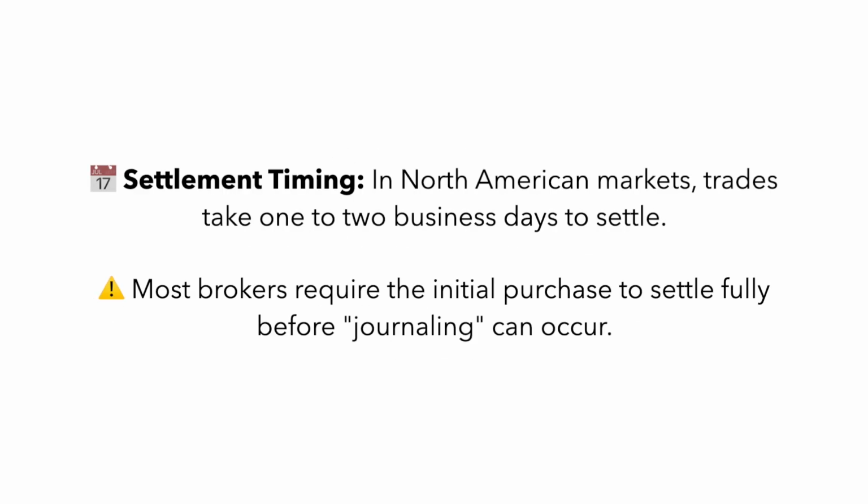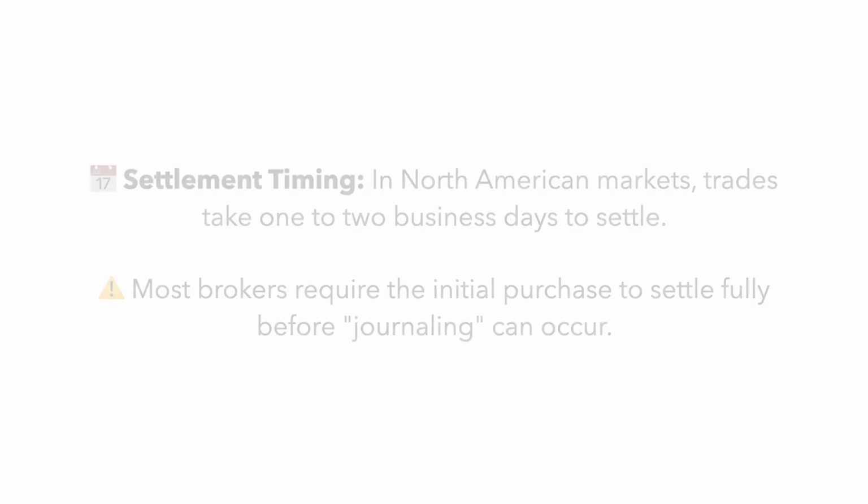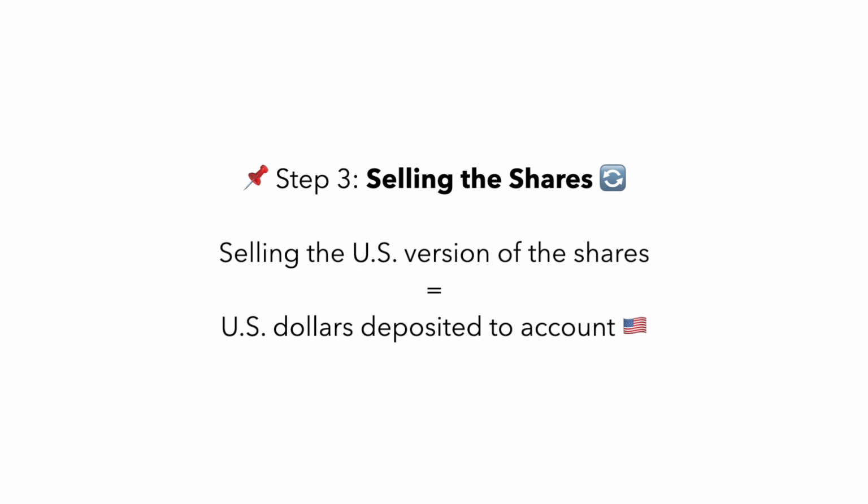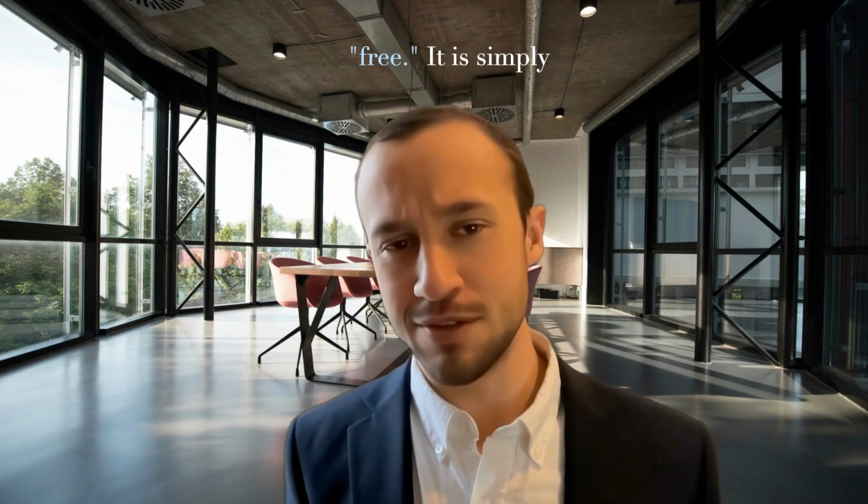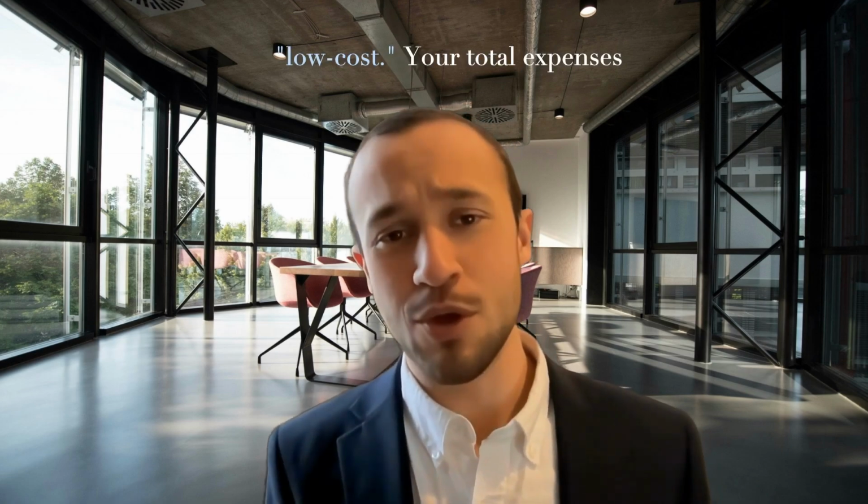There is a critical timing element to consider: settlement. In North American markets, trades typically take 1 to 2 business days to settle. Most brokerages require the initial purchase to settle before they can complete the journaling process. Once the shares are successfully journaled to the US side of your account, you simply sell them. Because you are selling the US version of the fund, the proceeds of the sale will be deposited into your account as US dollars. It is a misconception to call Norbert's Gambit free. It is simply low cost.